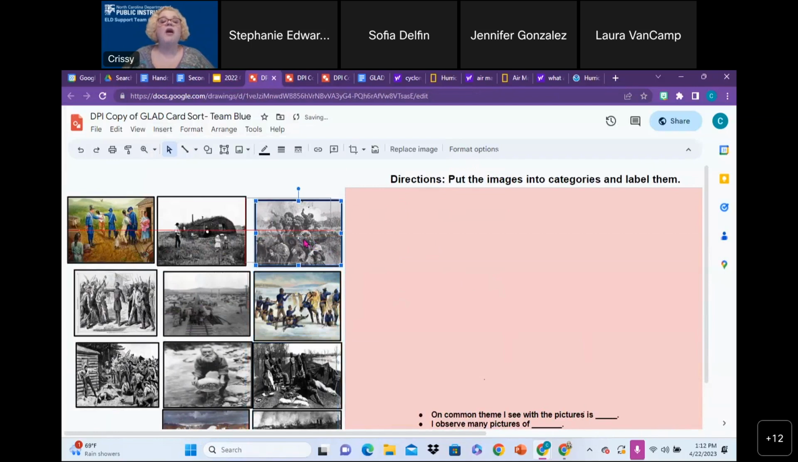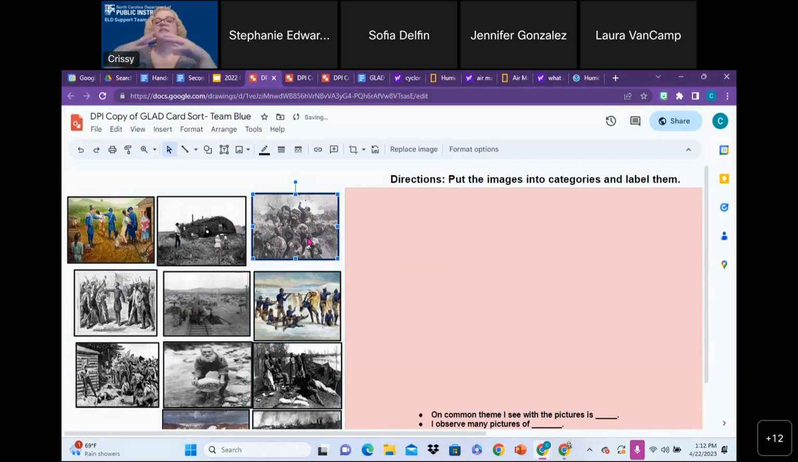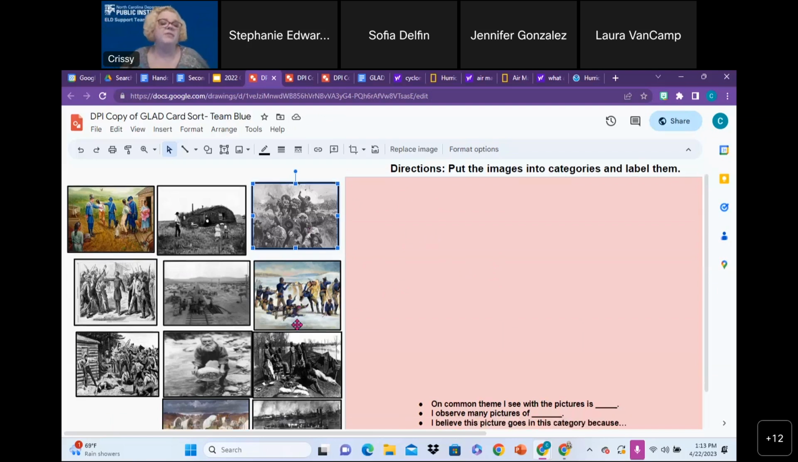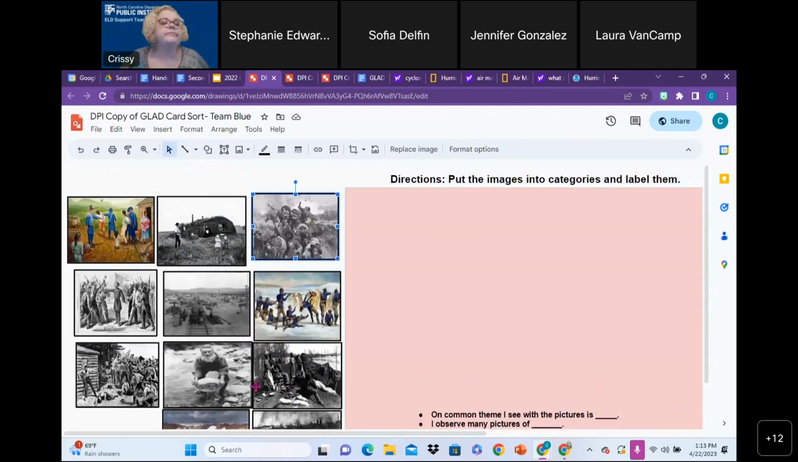So when you do an open sort, that means that you don't tell the kids the categories. So they have to literally talk about what goes together. And they have to move the cards and create their own categories. And it's any category they can make. If I look at these, I might be like, let's see, I see soldiers.